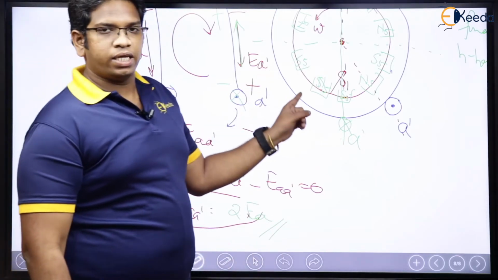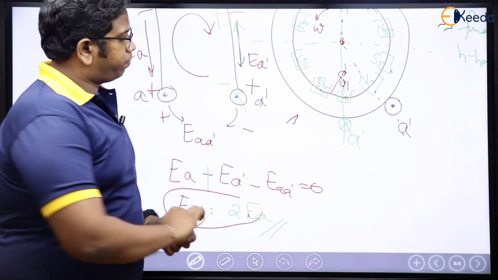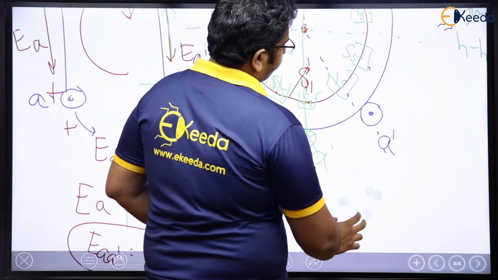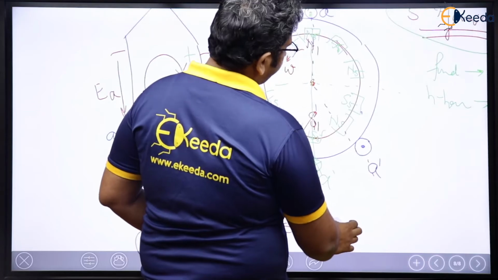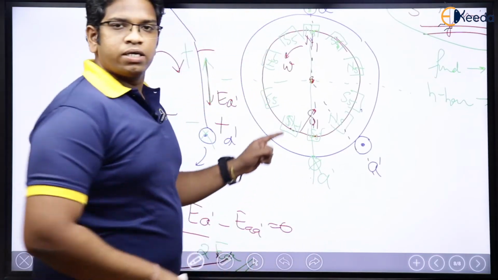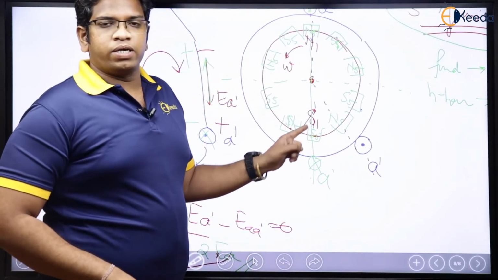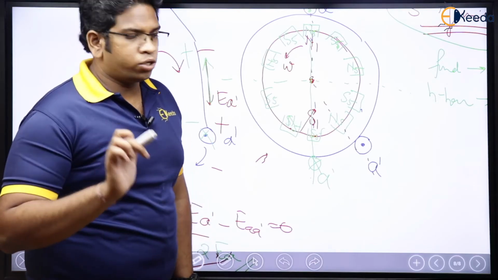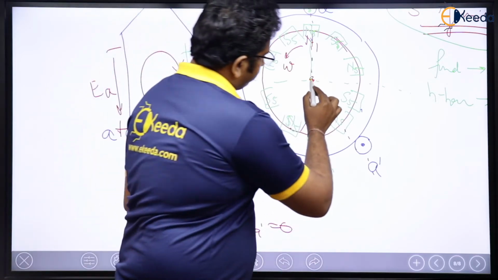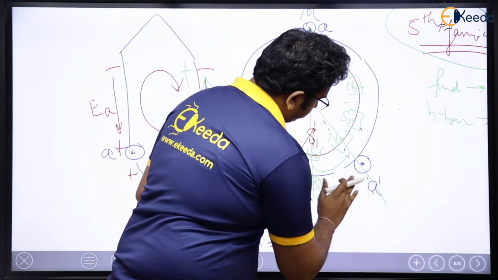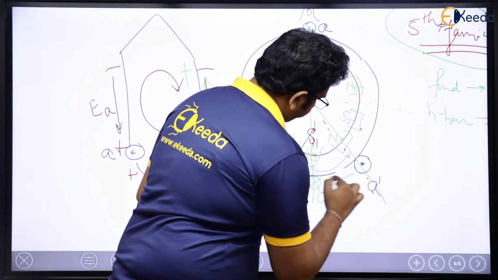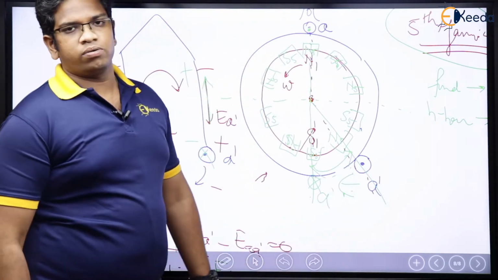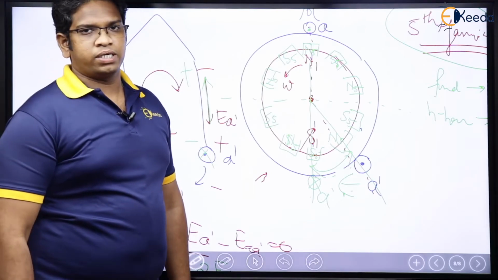So here we have seen, by representation and physical existence, that the fifth harmonic has been made 0 by using short pitching. This angle is going to be epsilon, which is the short pitching angle.